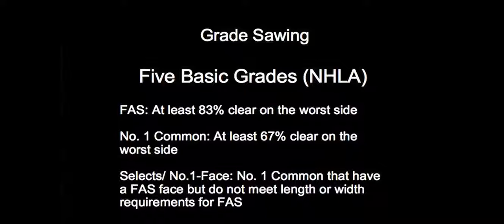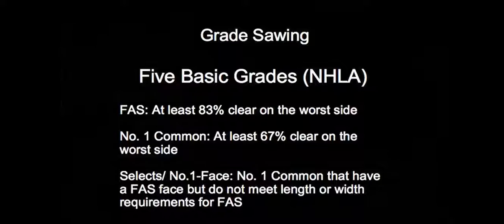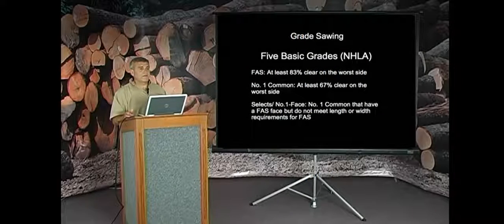Selects may have one face, one side of the board, that's perfectly clear, and the other side may have some defects. A one-face grade is a grade where there are a lot of applications where only one side of that board is going to be seen. So if the other side is poor, it doesn't matter. You can buy it on a one-face grade. But all lumber is graded from the poorest face.